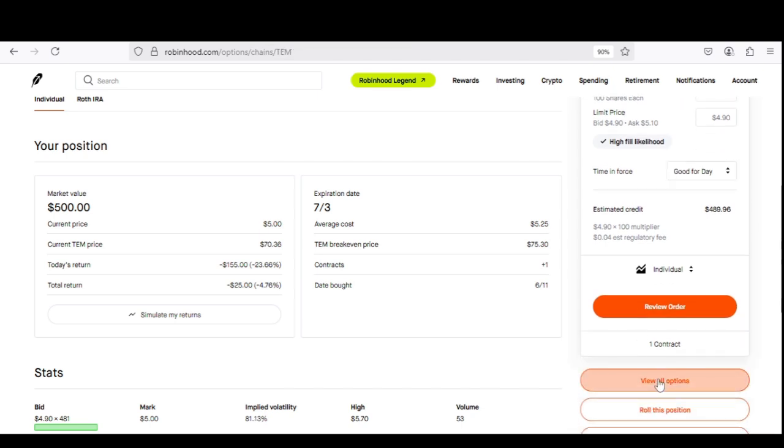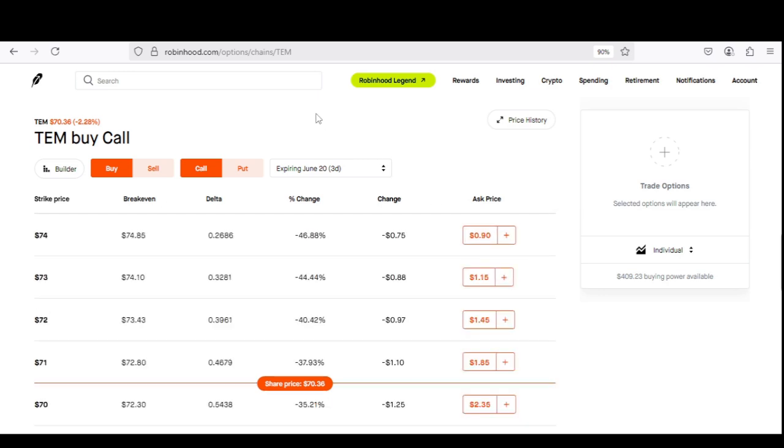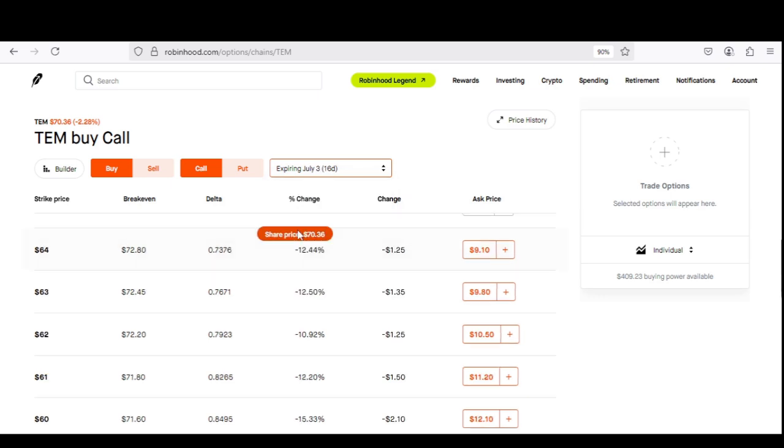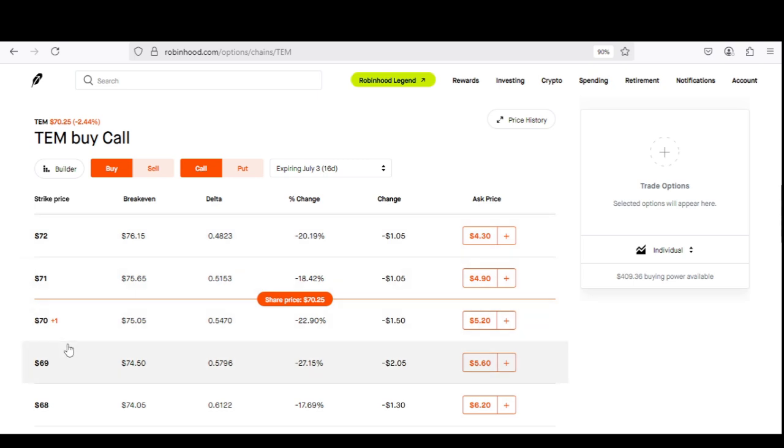You're going to have to open up your option chain. The first thing you're going to need to do is find your original contract. And remember, it was a buy contract. So we go to buy, we go to call, and the date of expiration was July 3rd. Now that we have that, we're going to find our contract, and you're going to see it's right here. It says +1. So we know that's our contract.